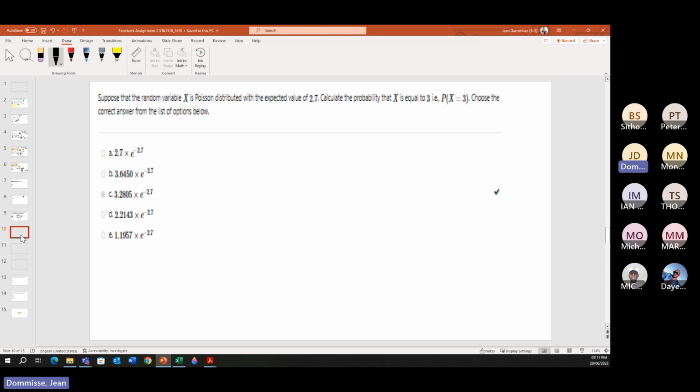I might ask you another binomial. So in this instance, they ask us, suppose that the random variable x is Poisson distributed. They give us the expected value of 2.7. Calculate the probability that x is equal to 3. Choose the correct answer from the list. Okay, so in this instance, they want you to look at what the formula is.